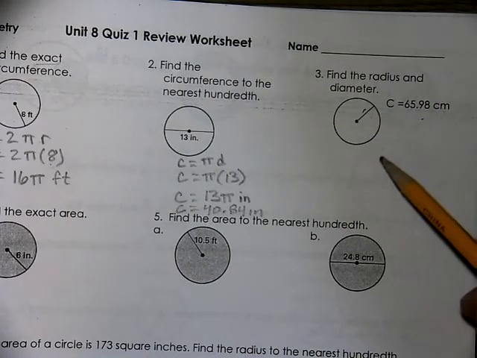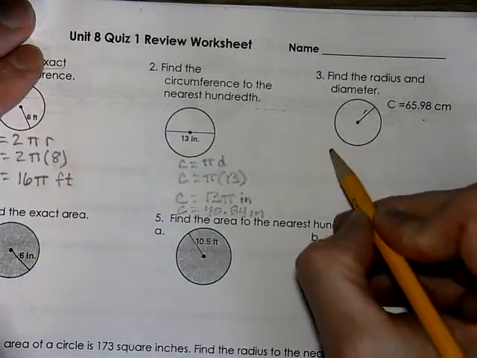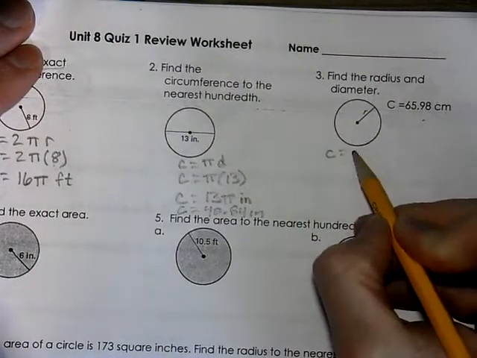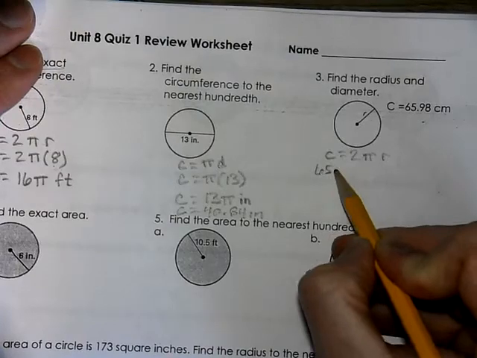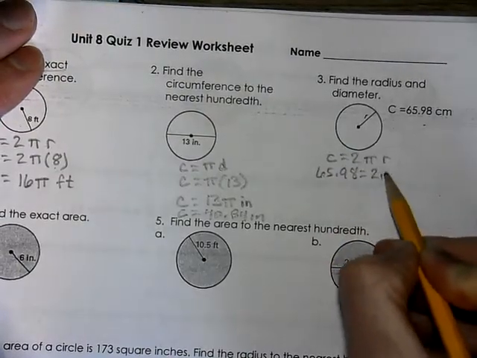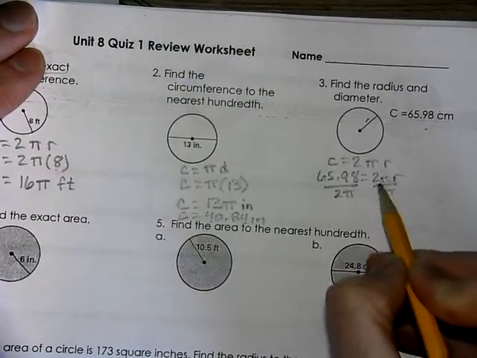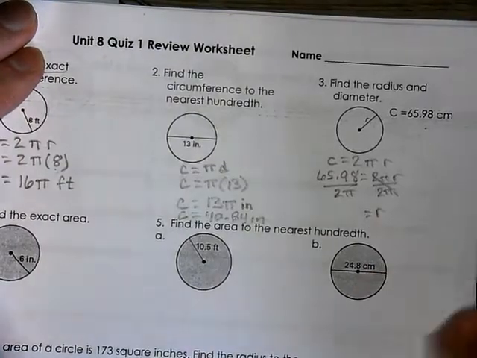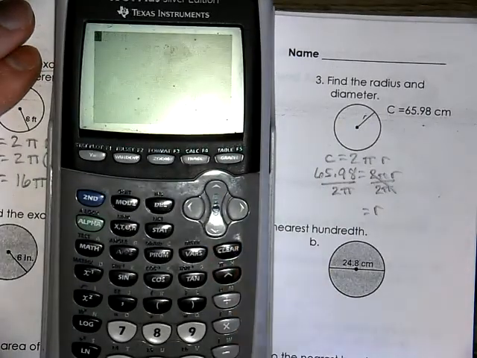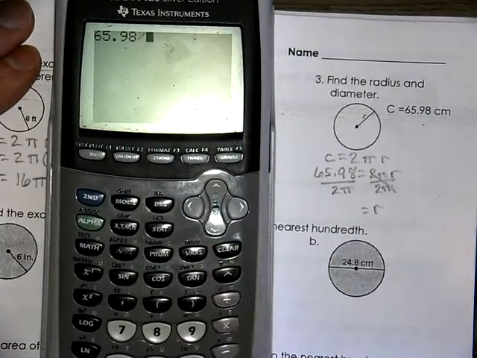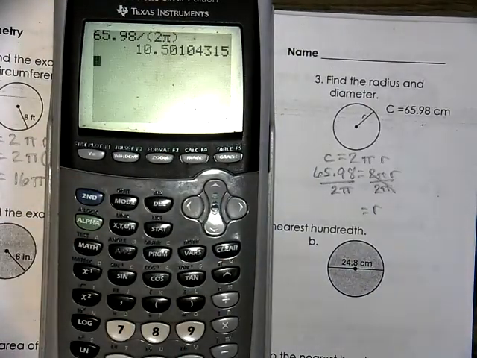Find the radius and the diameter. We know what the circumference is. Circumference is 6598. So let's use the formula of 2 pi r. We know we have 6598 equals 2 pi r. We're going to divide by 2 pi. That crosses off. So the radius is (6598) divided by, you have to use parentheses here, 2 pi, and we get 10.5.